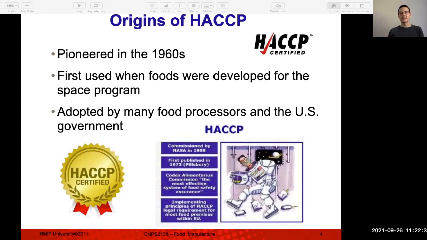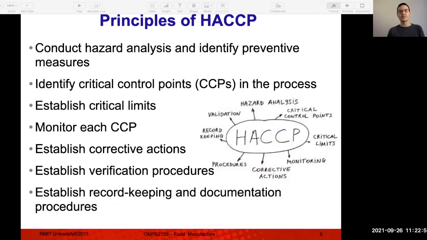Subsequent to that, it's been adopted by many food processors and the US government, for example. In Australia and New Zealand, FSANZ says that there needs to be a food safety program to ensure food is safe. It doesn't actually stipulate HACCP, but the requirements it sets out are best served by the HACCP program.